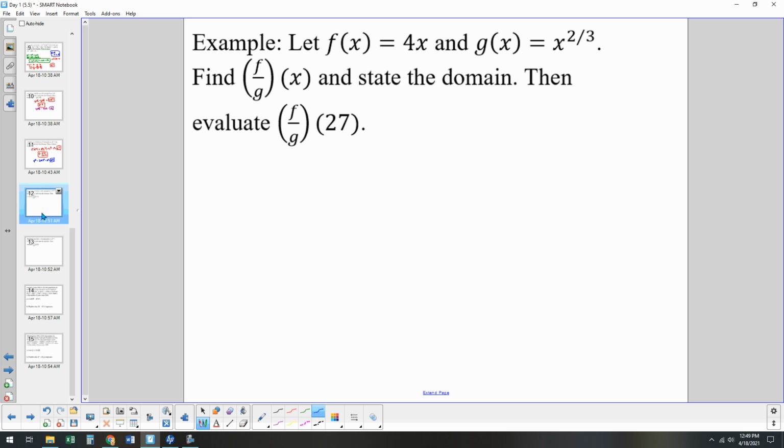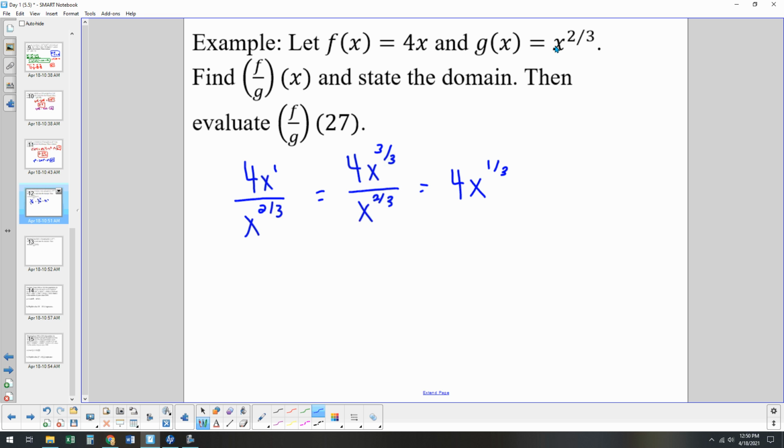All right, this next one, f over g of x, f divided by g of x. So that means I'm going to take these two and put them over each other, 4x over x to the 2/3. So I have to have them in, again, a common denominator for the powers. So I'm going to have 4x to the 3/3, right? Because this is really x to the 1 over x to the 2/3. And if you recall, when we divide, we're actually subtracting. So we're going to do 3/3 minus 2/3 and get 4x to the 1/3.